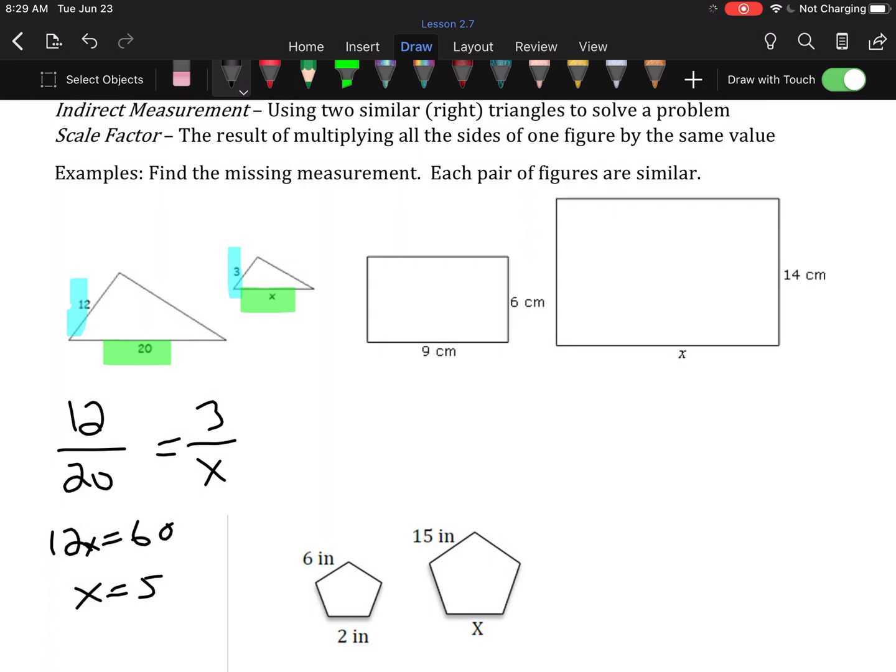It's not the only way you can do it. You could also do 12 over 3 equals 20 over x. Do blue from left over blue from right, and green from left over green from right. When you cross multiply and divide here, you get 12x equals 60, and x is still 5. Multiple ways to set up the same problem.